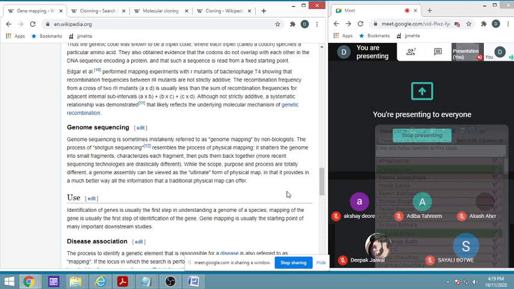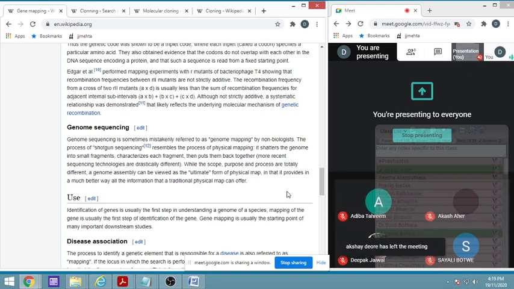More recent sequencing technologies are drastically different. The scope, purpose and process are totally different, as I told you. It can be viewed as the ultimate form of the physical map, and just like each location will be given some information about what kind of activities are happening at what place. Now why do we want to do this genome mapping? Here we identify the genes which are responsible for some activities.